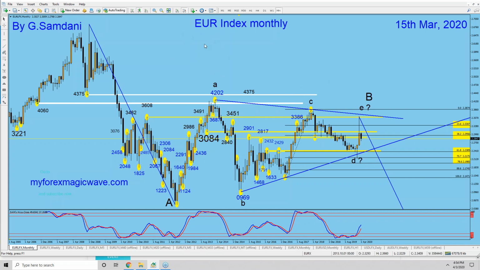Right. So now this is a Euro index monthly chart, right? And hopefully it will continue. If it goes below 28.17, it's going back to 24.32, 24.29, and then if you break this, then God knows where it's gonna go, right? A long way to the downside, long way to the downside. So that's why the euro, all the euro pairs, are dropping.